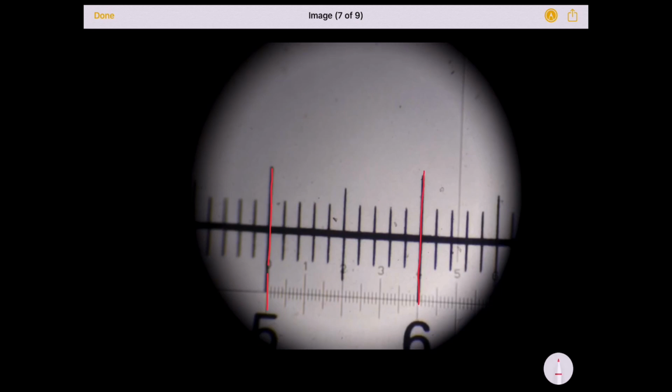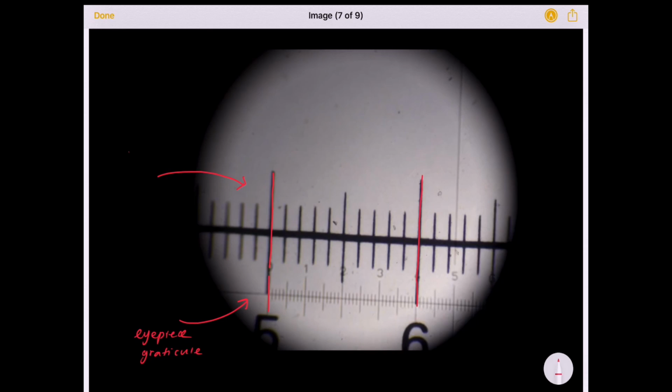So how can you identify which one is the stage micrometer and which one is the eyepiece graticule? The scale that doesn't change under the light microscope will be your eyepiece graticule, because it's fitted in your eyepiece, so it doesn't change regardless of what magnification you choose using the objective lens. The larger scale will be known as your stage micrometer. Its size will actually change according to your magnification, according to your objective lens.